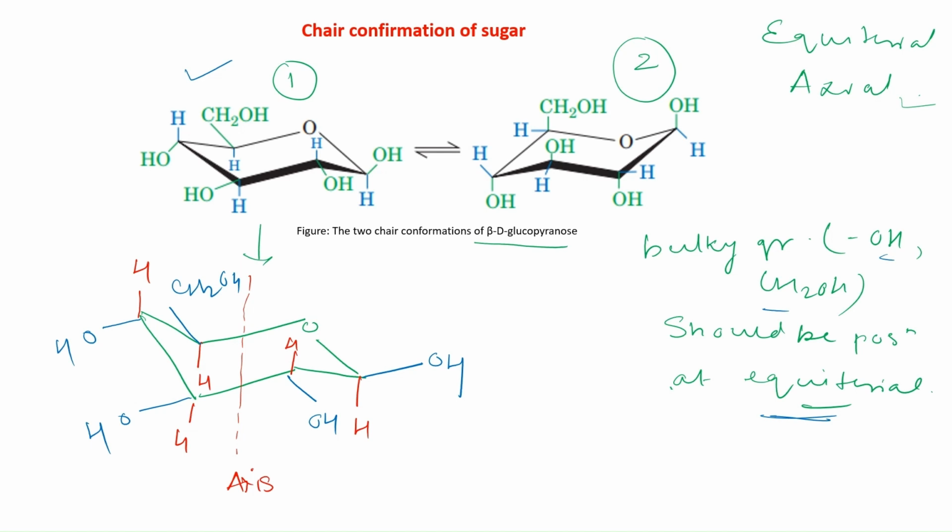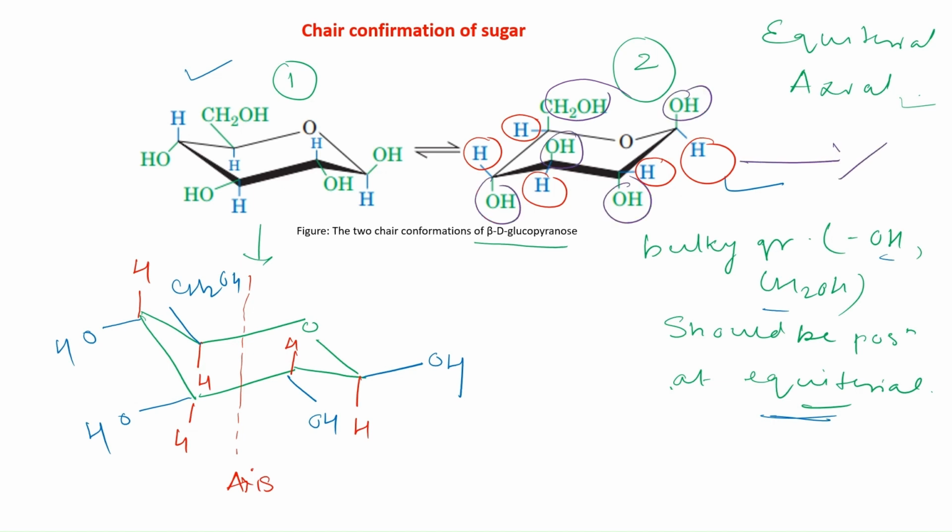Whereas if we see this chair conformation, then what can we see? This is a non-bulky group, which is in equatorial position. Here also non-bulky group, non-bulky group, non-bulky group, non-bulky group. All the non-bulky groups are present at the equatorial position, whereas all the bulky groups are present at the axial position. So this chair conformation is not the dominant chair conformation. The bulky group should be present at the equatorial position. So between both the chair conformations, which one is dominant? The first one is dominant.